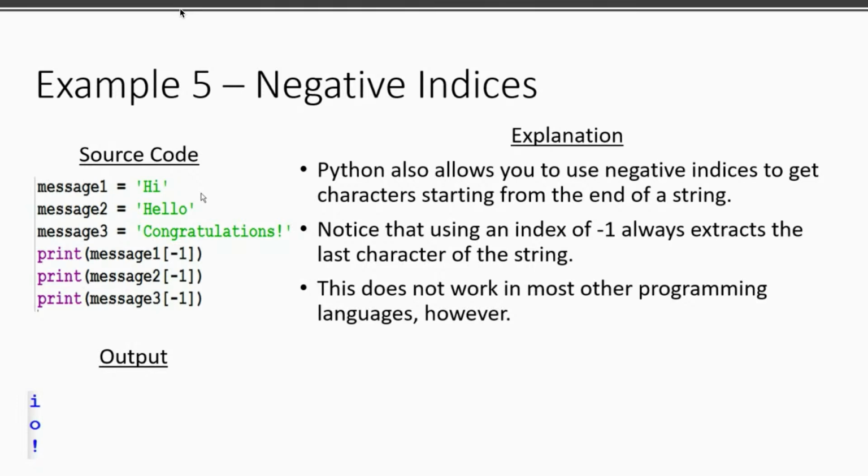Okay, so let's say message3 index -2. What's my output? The last thing is the exclamation mark. Yeah, but I said -2. S. Oh, -2. Yeah. Oh, S. Everybody see why it's S, right? -1 is the exclamation mark.